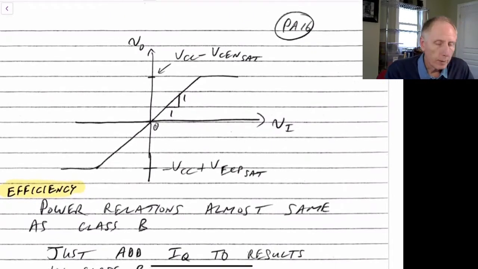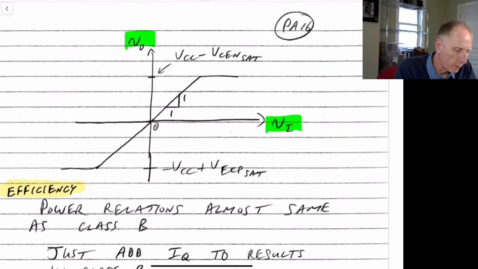So the benefit of this is that we no longer have our crossover distortion that we had before, but in fact the curve, if we plot Vi versus Vout, now looks more like a straight line going right through 0, and it maxes out at VCC minus VCE sat, and minus VEC sat for the PNP. So we have a much more linear curve than we had in the class B case.